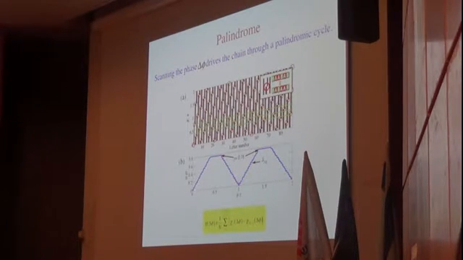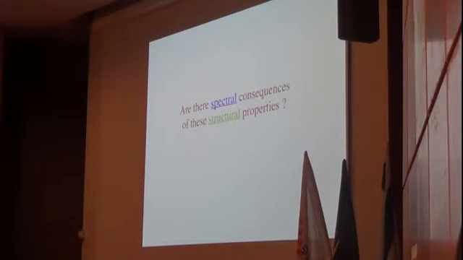And you see that in a given cycle, the chain is always palindromic twice. There are 2 values of phi for which the chain has this mirror symmetry. Only 2. It cannot be more than this, and this is independent of the length of the chain. It will always be 2. Very good. And now, all this is structural properties. Are there spectral consequences of this structural property?